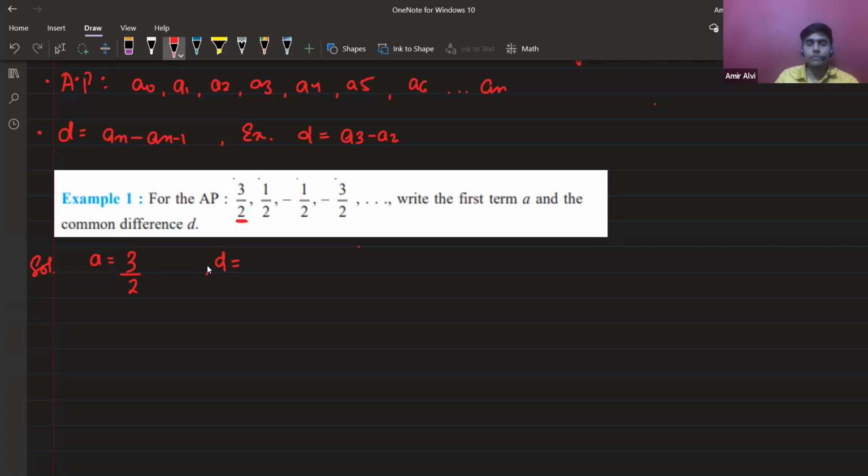A2 minus A1. You just have to take two consecutive terms and subtract the preceding term from the succeeding one. So A2 minus A1. What is A2? 1/2. Minus, what is A1? 3/2. You can also use A1 minus A0, so it's up to you to take the notation. So now what will you get? Minus 1. Adil, Karishma, Faiz, Hiba.